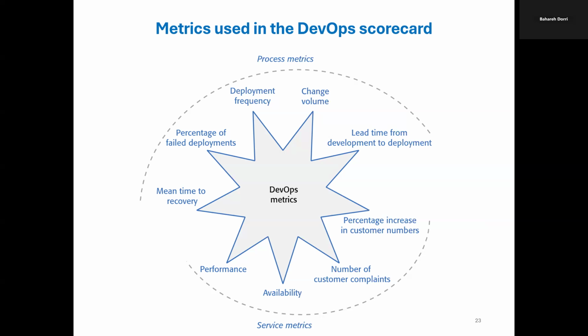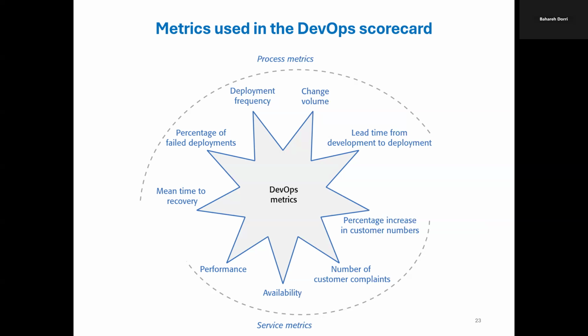Now, on the bottom half of the diagram, we've got service metrics, which tell us how the system performs in the real world from the user's perspective. So we have performance, which asks are things fast and responsive? Availability: is the system up and running when users need it? Number of customer complaints, which says what are people actually saying about the product? And percentage increase in customer numbers, which asks are we gaining traction? This ties DevOps performance directly to business growth.